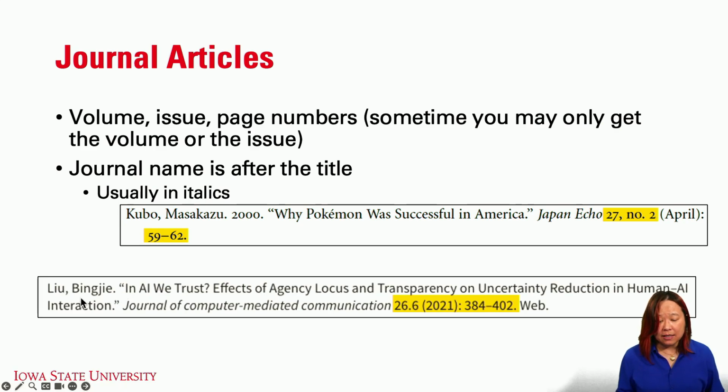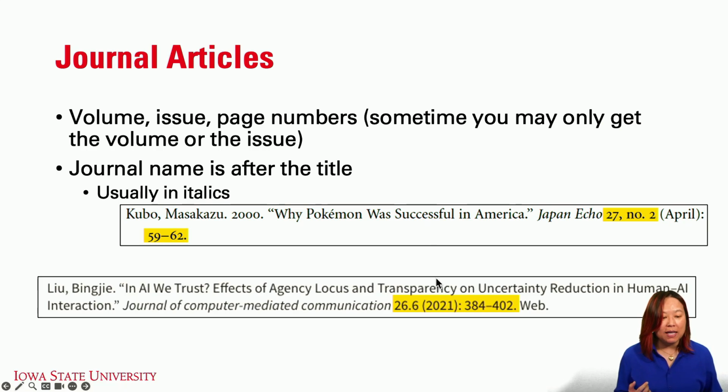Here, you can see the author. You can see the title of the article, In AI We Trust, Effects of Agency, Locus, and Transparency on Uncertainty Reduction in Human AI Interaction. And then you see the journal that it's in, Journal of Computer Mediated Communication. But again, it's these funny numbers right here that tell you it's a volume or something, in addition to the page numbers, okay?